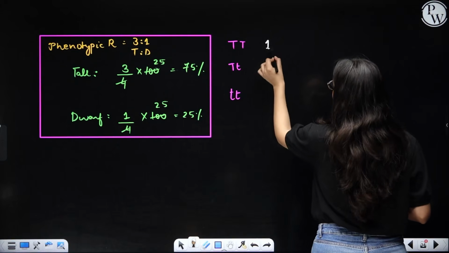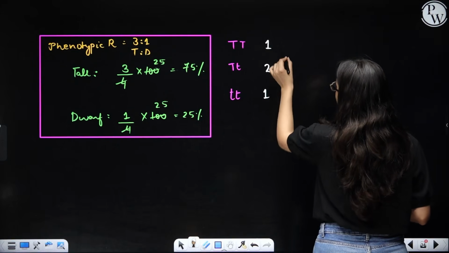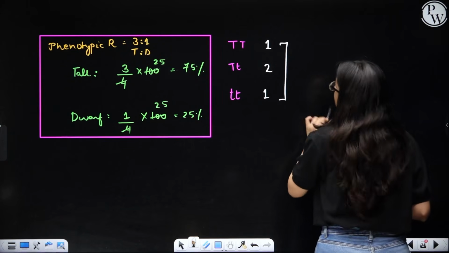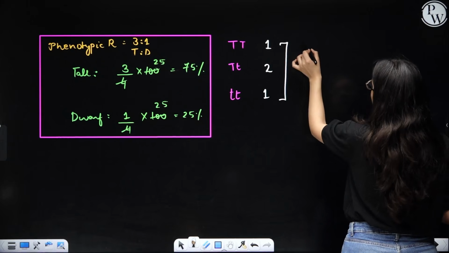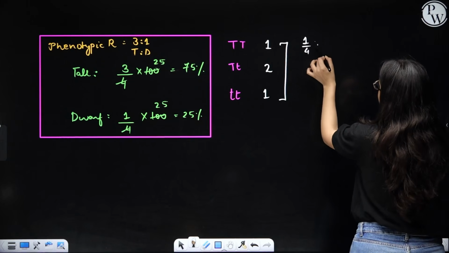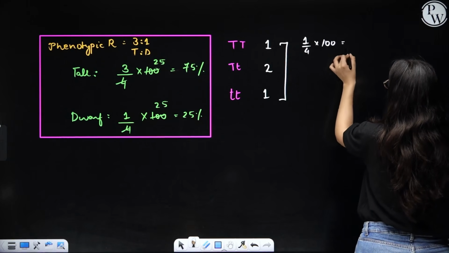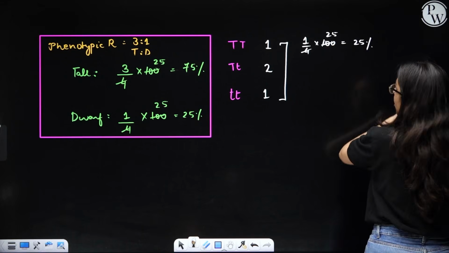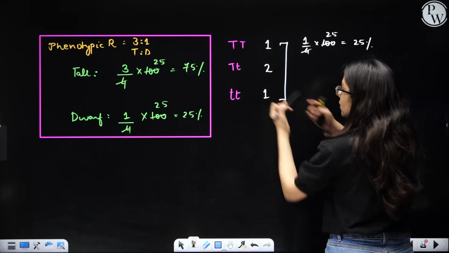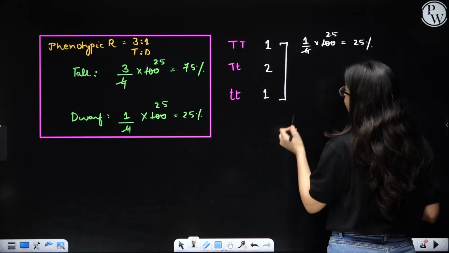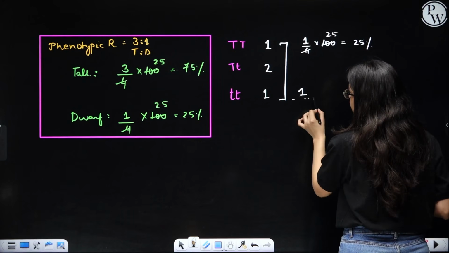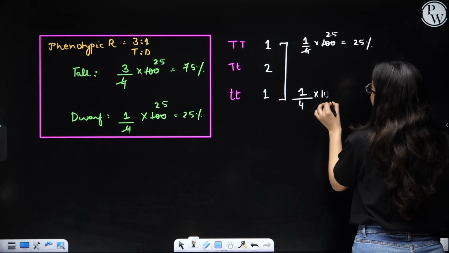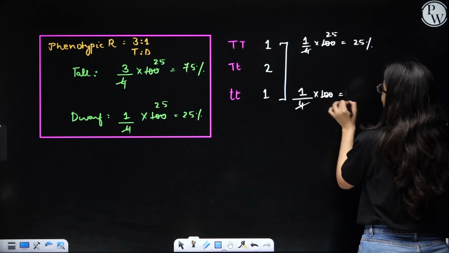This is 1 to 1. Overall, again, you have 4, right? So if I have to calculate for capital T, I'll write 1/4 into 100. So this will give me 25% are actually your homozygous dominant. For example, if I want to do it for homozygous recessive, what I am going to do again, 1 is homozygous recessive out of 4 into 100. Again, I will get it to be 25%.